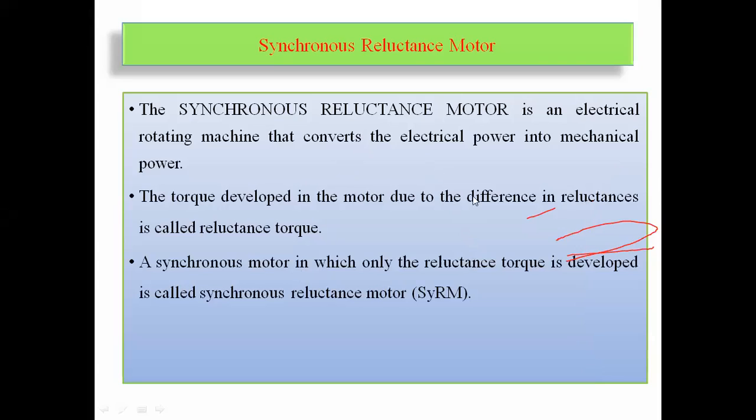This torque is developed because of reluctance, and hence this type of motor is called a reluctance motor. The name synchronous reluctance is given because this reluctance type motor rotates at synchronous speed. A synchronous motor in which only the reluctance torque is developed is called a synchronous reluctance motor.